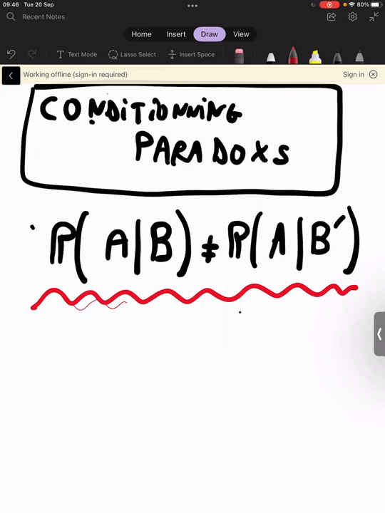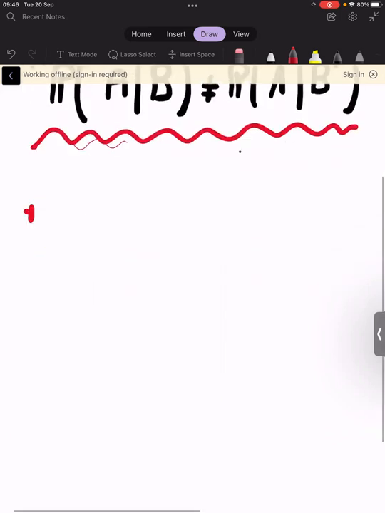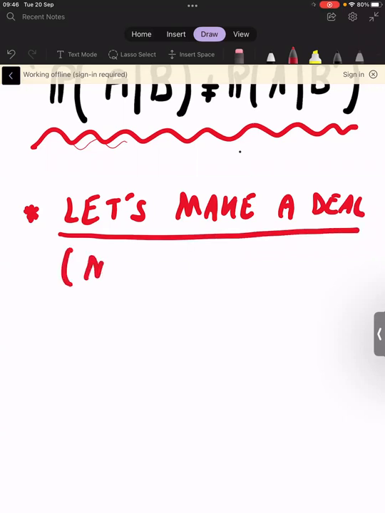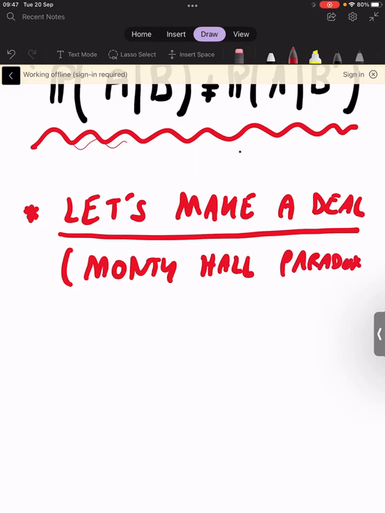So the first paradox that I want to tell you now is called Let's Make a Deal. It's a TV game. It's a real TV game, and it's also called the Monty Hall paradox. So who is Monty Hall? He's an American TV presenter. Monty Hall is a name, which for a long time presented this game on TV, which was called Let's Make a Deal.